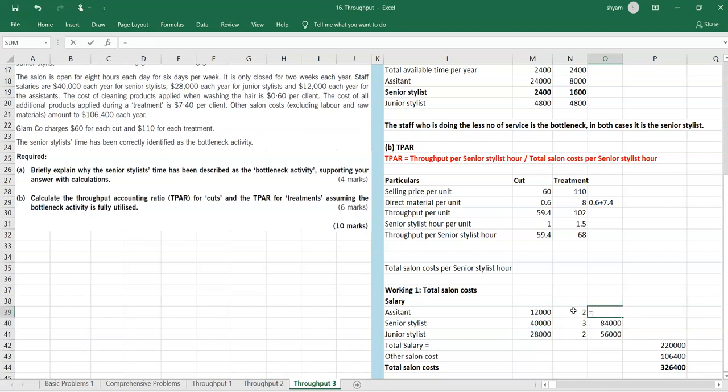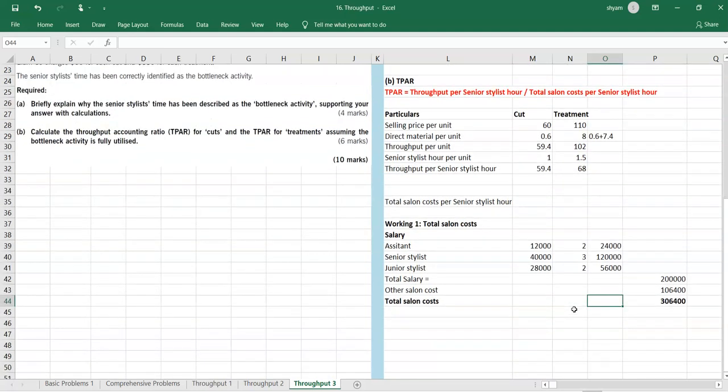Okay, I think we have to rework the formula. Okay, I think we got the answer. So we got up to the saloon cost. What we have to get is total costs per senior stylist hour. Okay, that we have to get. So we will first get the senior stylist hour.